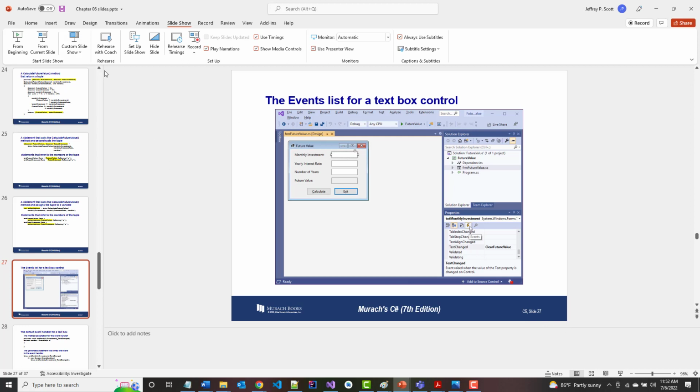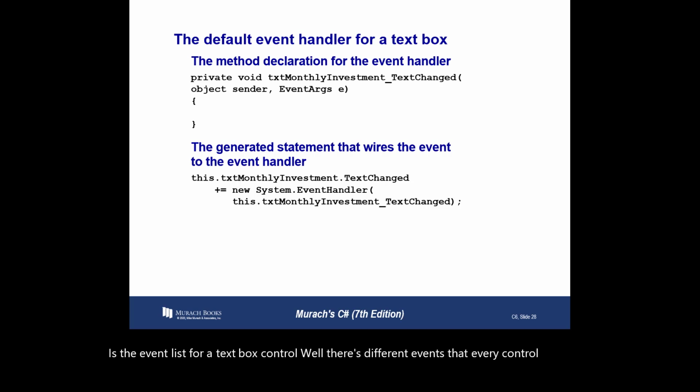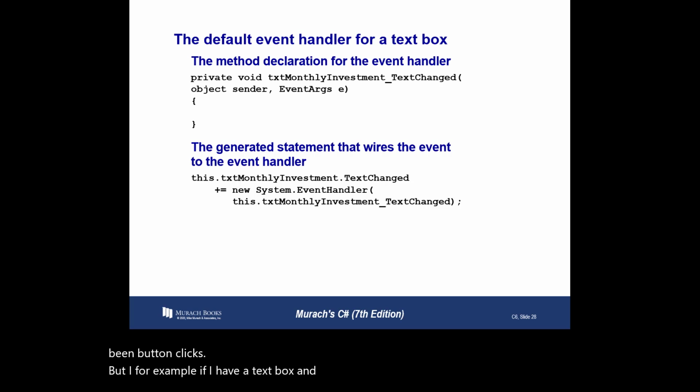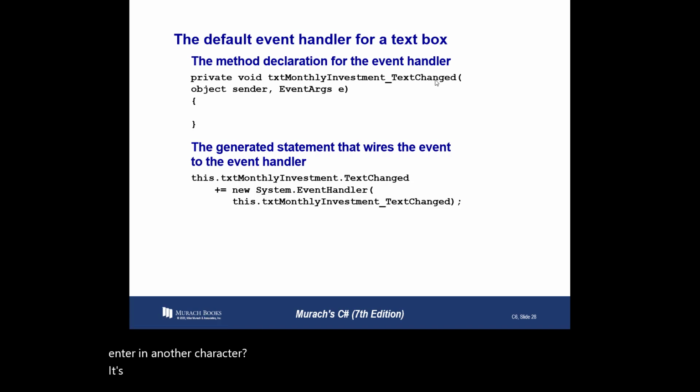So the next thing that's discussed in here then is the event list for a text box control. Well, there's different events that every control can respond to. So far, the only events we've associated code with have been button clicks. But for example, if I have a text box and it says enter your first name, your complete first name, which in my case is Jeffrey, J-E-F-F-R-E-Y. Well, with this text changed event, every time I enter another character, it's going to basically have another change event take place. So if I type in J-E-F-F-R-E-Y, 7 text changed events will take place. So I can put code in there.